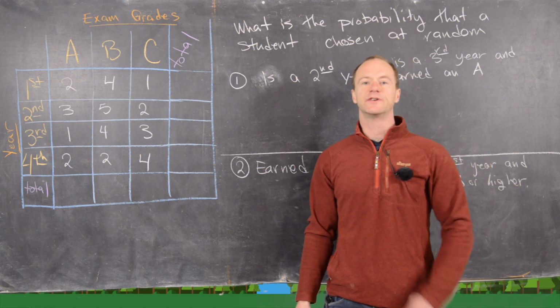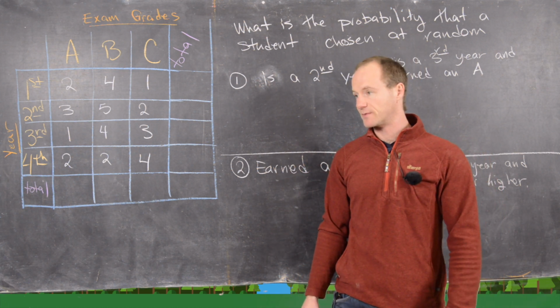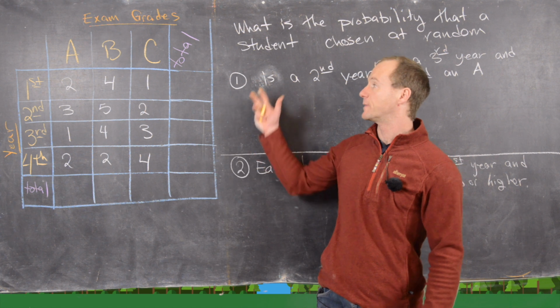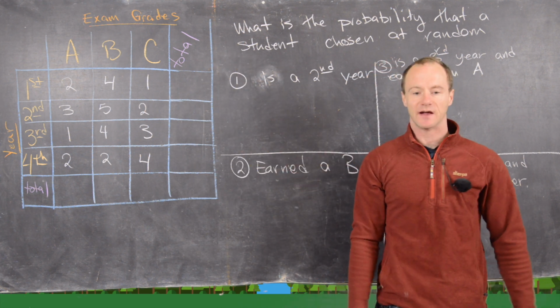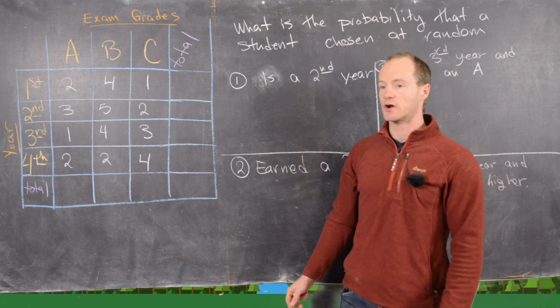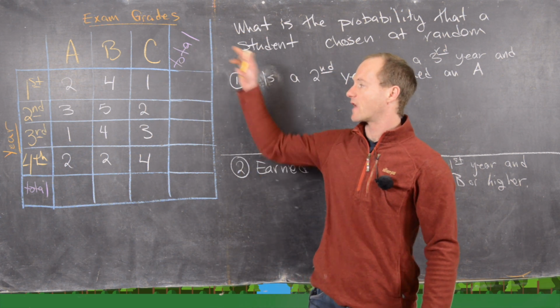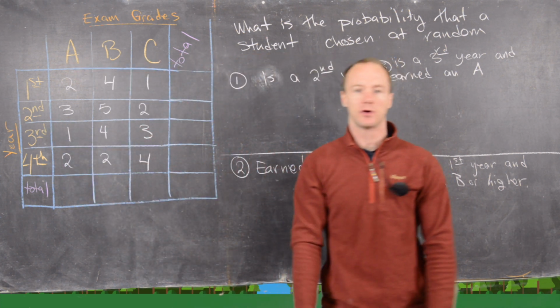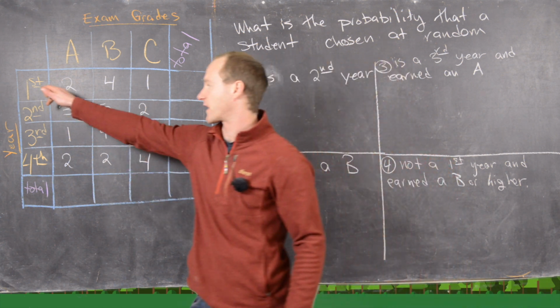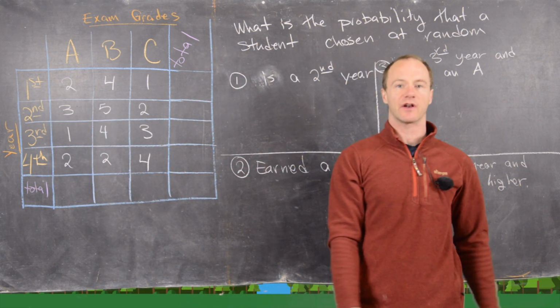Okay, in this video we're going to do some basic probability examples. The first one will be dealing with this chart of data. So let's look through the chart. It gives exam grades on the top and a year in school on the left-hand side. So this is like a first year, a second year, a third year, and a fourth year.